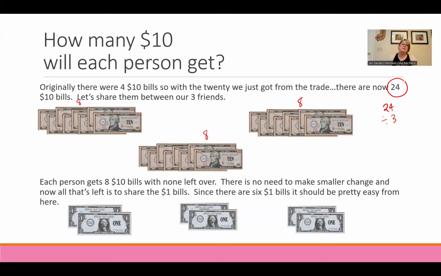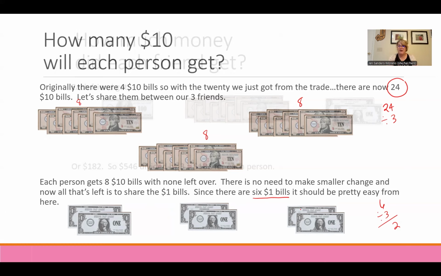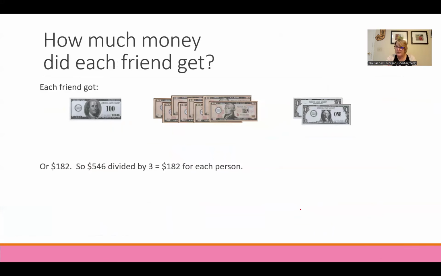Okay, that means we go to our $1 bills. There are 6 $1 bills. And if we're going to share that between our 3 friends, that's going to be 6 divided by 3, which is 2. So each friend's going to get 2. All right. So if you're with me, where we're at, each friend got a $100 bill. They got 8 tens after we made the trade, and then 2 ones. So each person got 182 or $182. Okay. Pretty sweet.